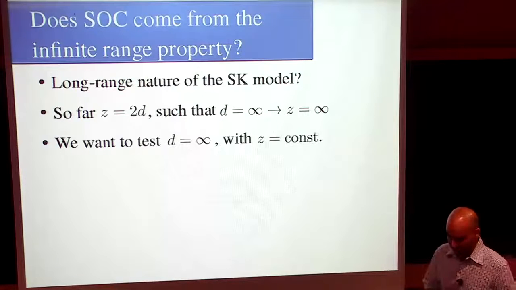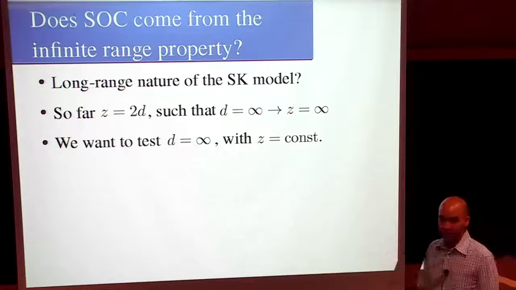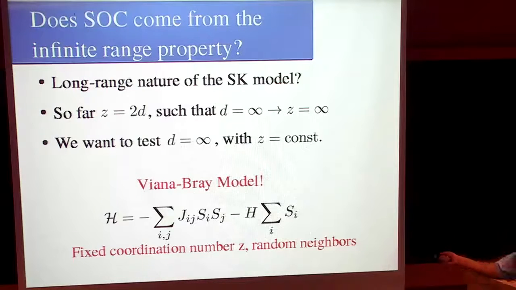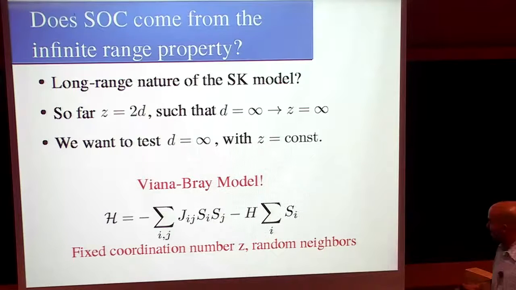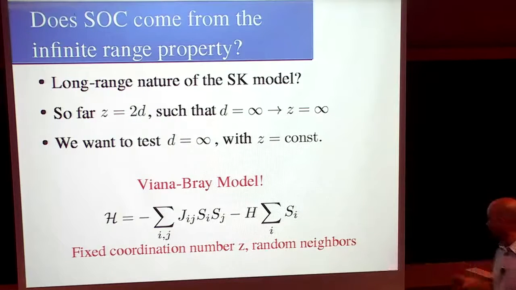So we wanted to test a system that lives in an infinite dimensional space, but with a constant number of neighbors. This model is the Viana-Bray model. It has random couplings, and each spin has a fixed number of neighbors, but these neighbors can be randomly picked. So in this sense it is a very long-range interaction, but you control the coordination number. And we wanted to see if we find some signs of scale-free behavior.